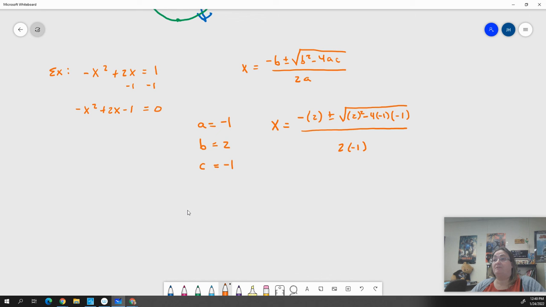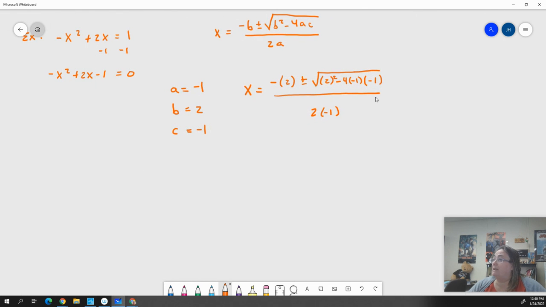Right? And now we just simplify and solve. And again, always deal with this grouping right here first. So I have minus times 2. I'm just going to write that as minus 2. If I was plugging in a negative 2, that would become a positive. Plus or minus, and we're going to deal again with what's under here. 2 squared is just 4.